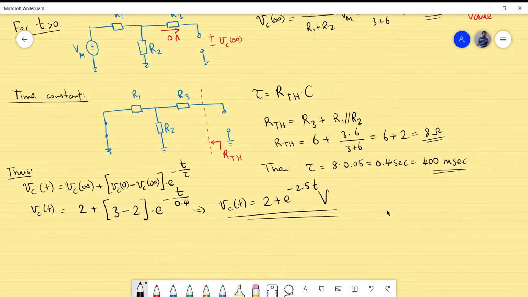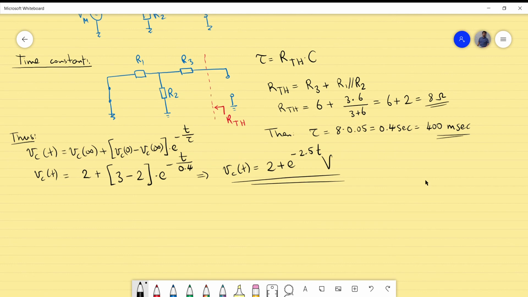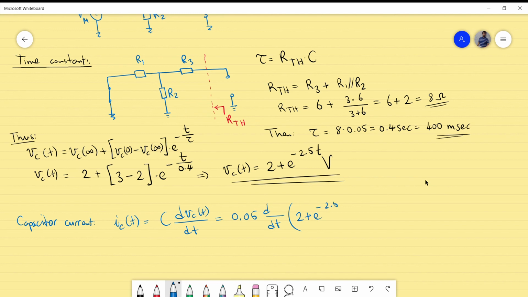Now we have the voltage expression. The next step, which is much easier than this part, is the current. So what is the current? The capacitor current as a function of time, IC as a function of time. The formula for that is C times the derivative of the expression for the capacitor voltage. Now we already know that, and we also know the capacitor value C. So what we can do here is fill in the value of C and use the derivative of the expression we already know. It's 2 plus e to the power minus 2.5 t.